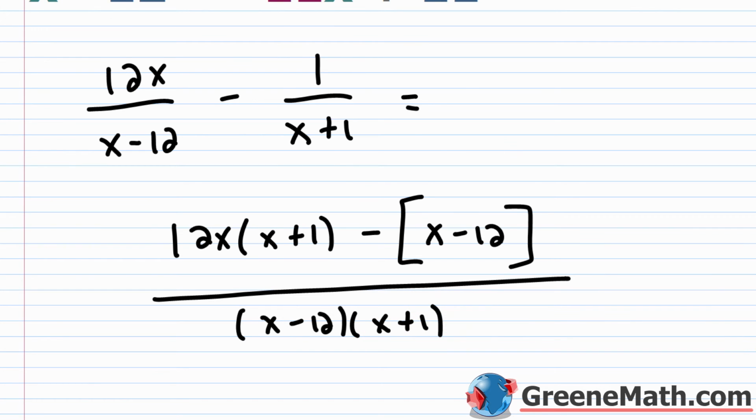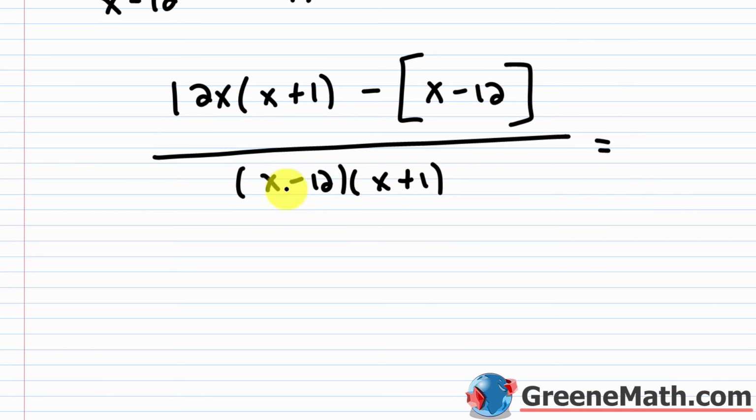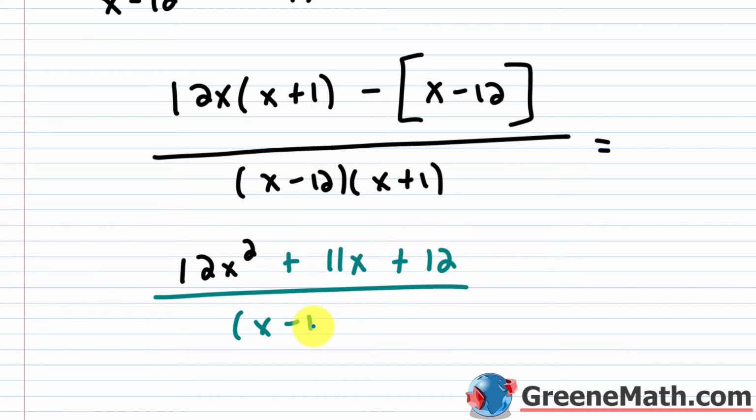Okay, let me scroll down here a little bit, put equals. 12x times x is 12x squared. And then I'm going to go plus 12x times 1 is 12x. I'm going to drop the brackets and just change the sign of everything. So this would end up being minus x and then plus 12 like this. So 12x minus x would give me 11x. So let me put 11x here and then plus 12 there. Put that like that. And then this is over the quantity x minus 12 times the quantity x plus 1.